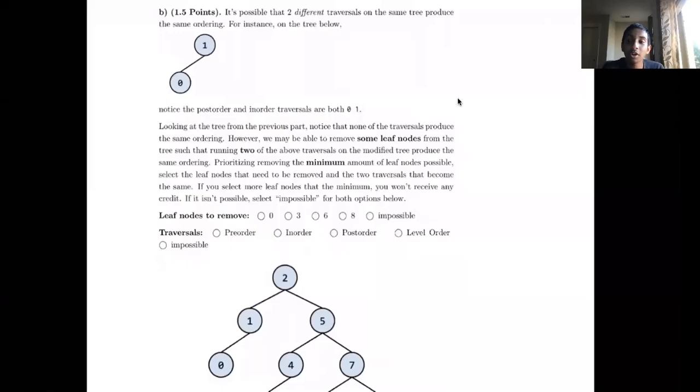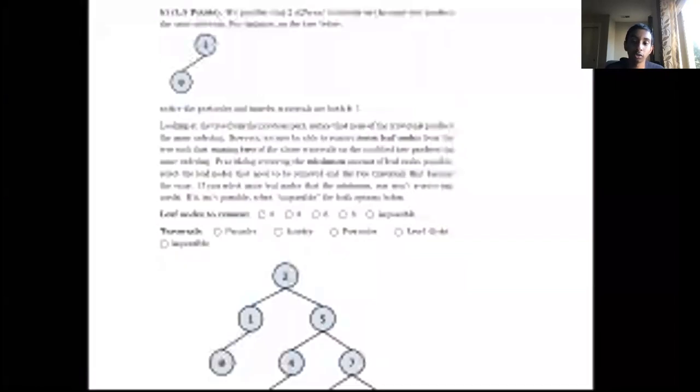And now we're going to be going over part 2, or part B, of the traversal question. Notice that it is possible for two different tree traversals to produce the same ordering. If you look at this example here with a parent of 1 and an immediate left child of 0, you will notice that the post-order and the in-order traversals are both 0 and 1.